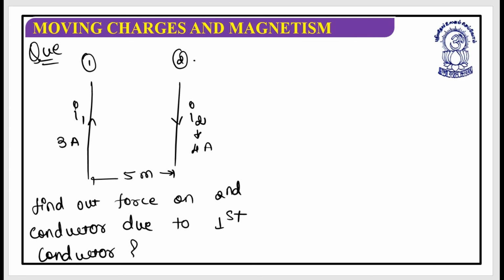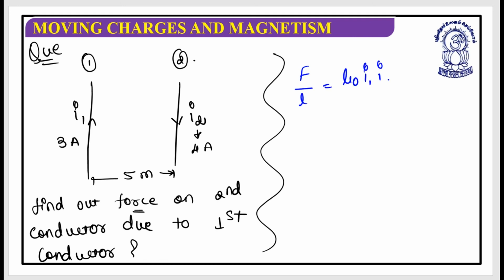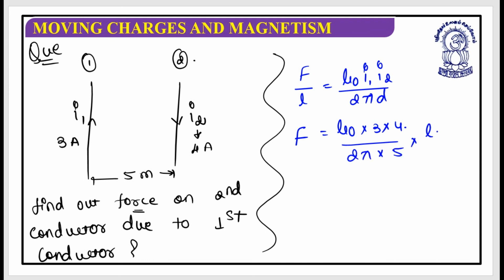So let's do it. What I can do, if I have to find out the force, is write it like this. F by L could be written as mu naught into I1 into I2 divided by 2 pi d. So this is the F that has been asked. This equals mu naught multiplied by I1, which is 3, multiplied by 4, divided by 2 pi multiplied by 5, multiplied by length L.